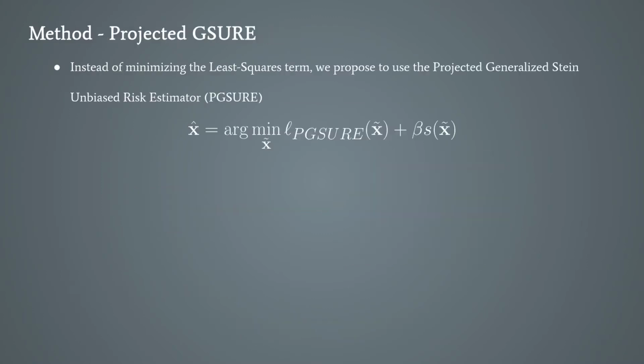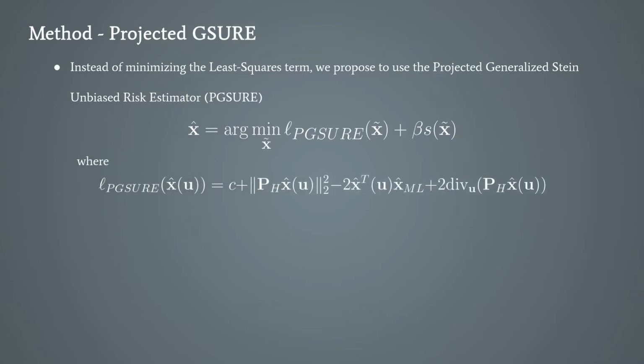In this work, we propose to replace the least squares loss with a more sophisticated term called projected GSURE, which is an unbiased estimator of the true MSE projected on the range of the measurement operator H. Let U be the input of the estimator X hat, which we assume is a sufficient statistic for estimating X. Then, the projected GSURE is given by the following expression, where C is a constant value related to U.